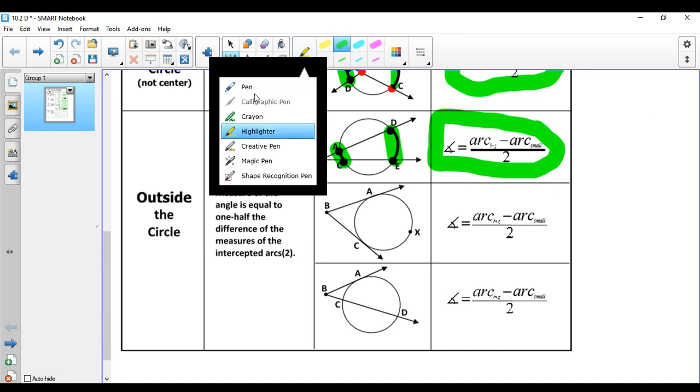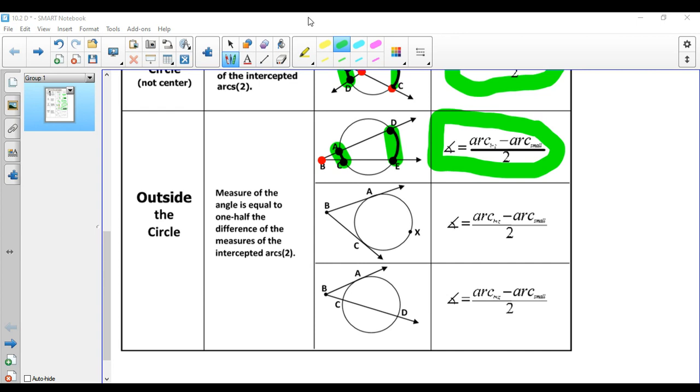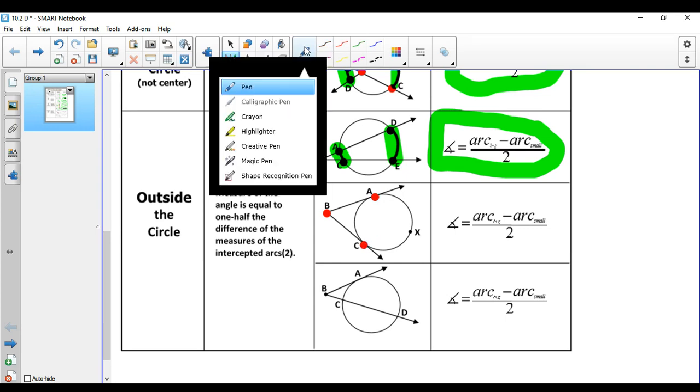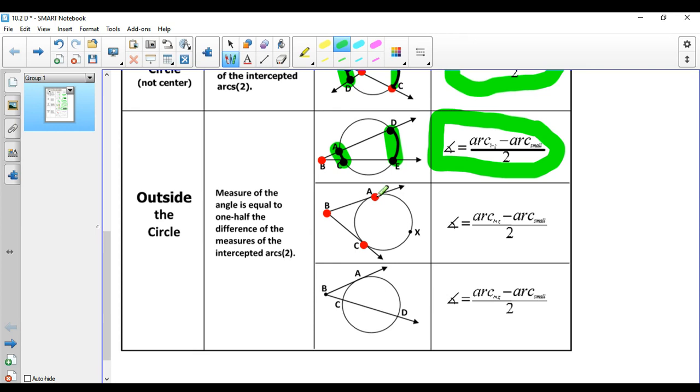Same thing's going to happen with these other 2 pictures. Here we've got our vertex, hits the circle here and here. So this creates arcs from A to C this way, and then also from A to C this way. Okay, so the green ones are big arc, the yellow ones are small arc. We subtract the big arc minus the small arc and divide by 2.